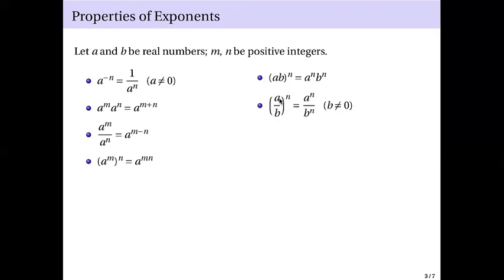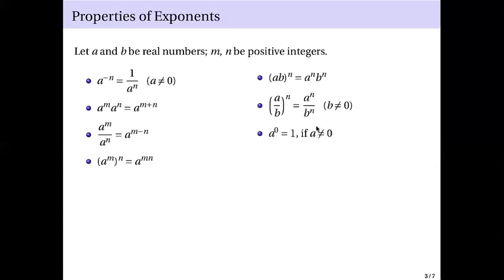If you have division here, a over b raised to power n, it's the same as a to the n divided by b to the n, provided that b is not equal to 0. This follows from this bullet and this bullet here. Actually, it follows from this bullet alone, I think. But anyway, you will have this property.